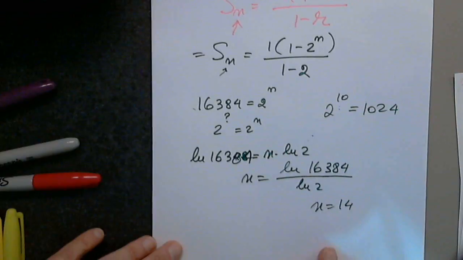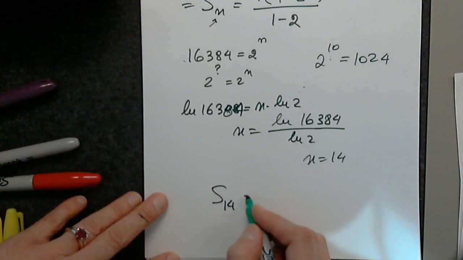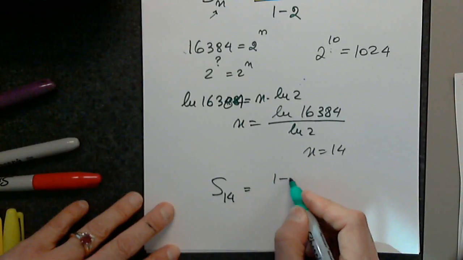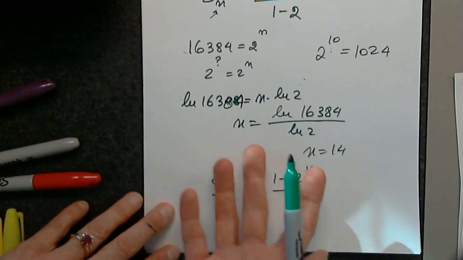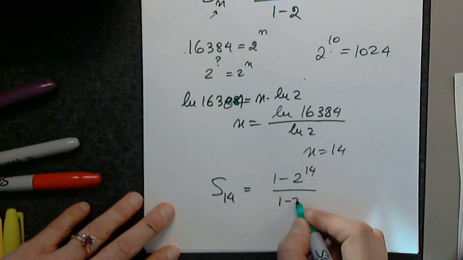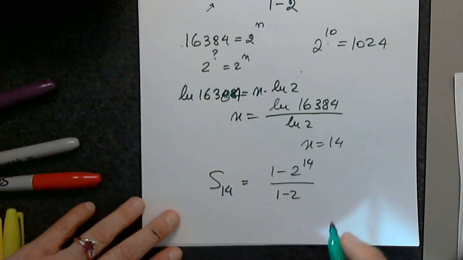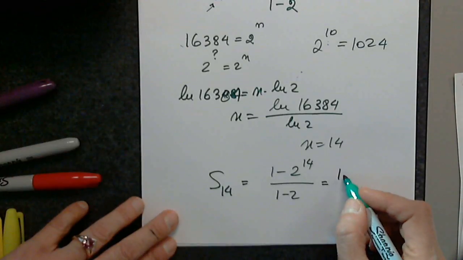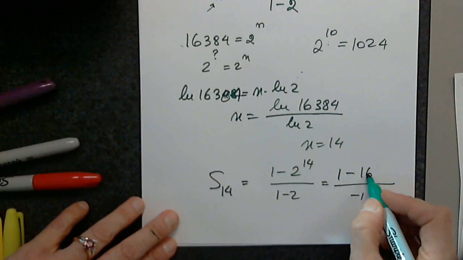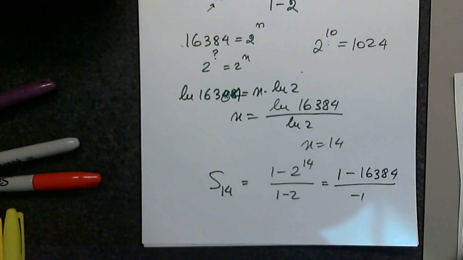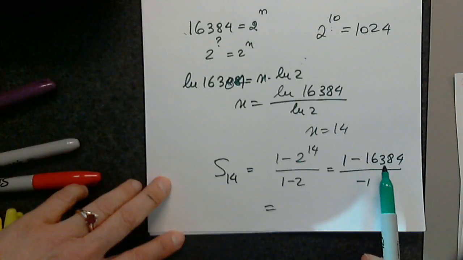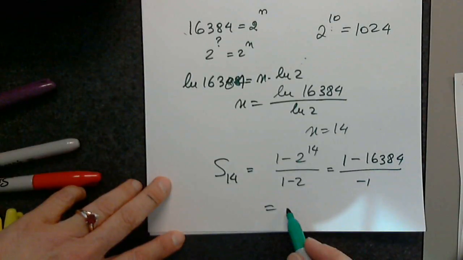So n equals 14. Then S sub 14 is what we are really asked to find, which is 1 minus 2 to the 14th power, which we already know what it is. It's 16384 divided by 1 minus 2, which is negative 1. So 1 minus 16384. So the answer would be 16383.